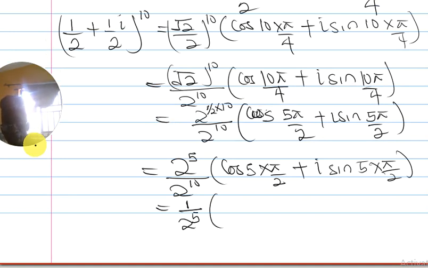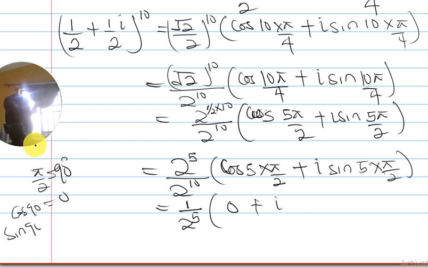Now if we look at this one, recall that my pi is equal to 180, so 5 pi over 2 is 450 degrees, which is equivalent to 90. If I want to simplify this further, cos 90 is 0, so everything there will vanish. Plus, don't forget that sin 90 is 1. If you punch your calculator, you're going to get what I'm saying here.